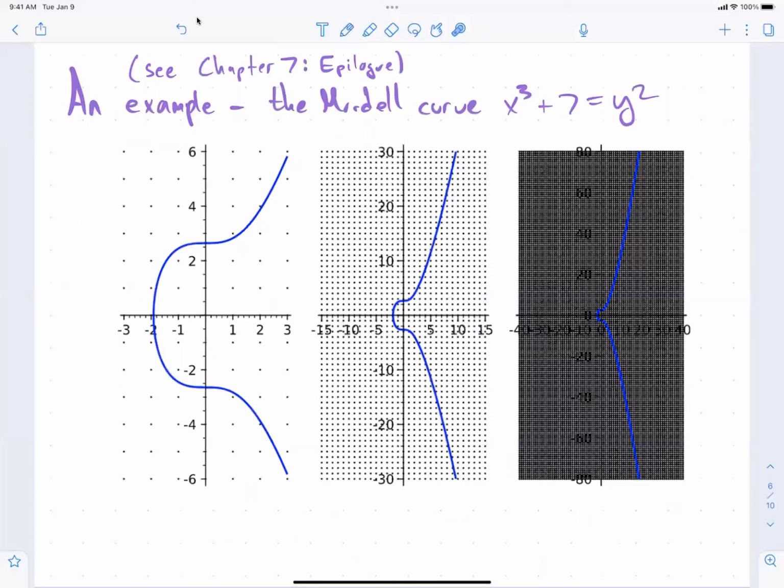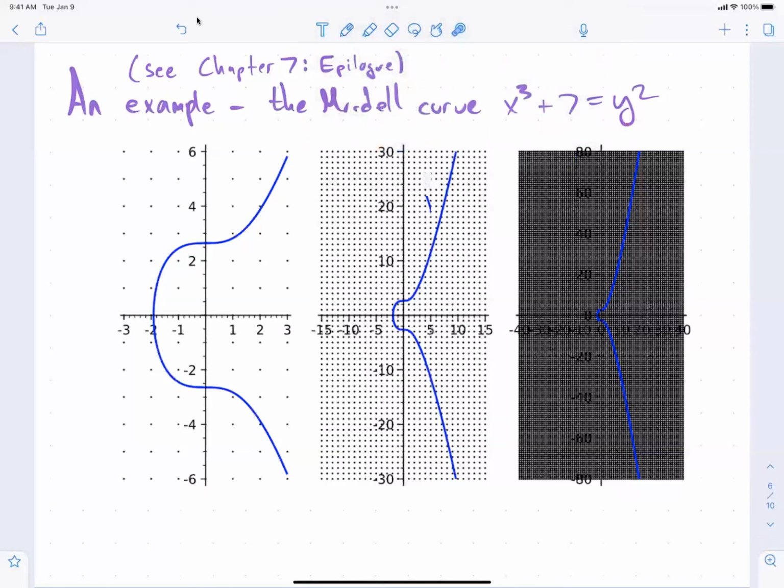Starting next week, we're going to start talking about solving more general congruences. I just wanted to give you an example of how congruences can help you answer some basic question about numbers. So here I have a picture of the Mordell curve. This is x cubed plus 7 equals y squared. So I'm looking at all of the points where the square of the y coordinate is 7 more than the cube of the x coordinate.